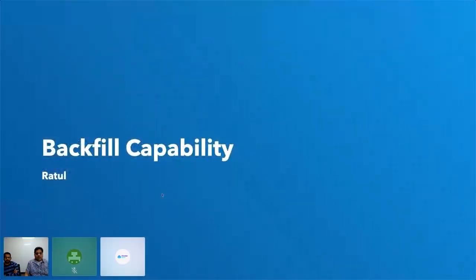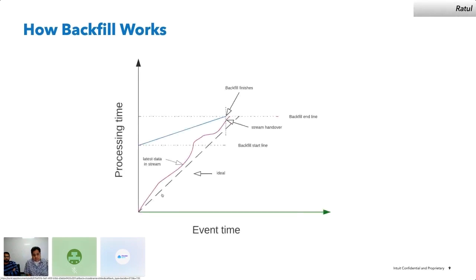Now let's talk about what backfill is. I'll stress some of the features, like why the backfill has to be fast, and why the backfill has to merge to stream in the next slide. Okay, so how does the backfill work? If you focus on this graph, event time is on the x-axis and processing time on the y-axis. If you see the black dot, that is the ideal time, meaning x equals y. That means when the event is happening, the processing is happening at the same time, which is too optimistic.